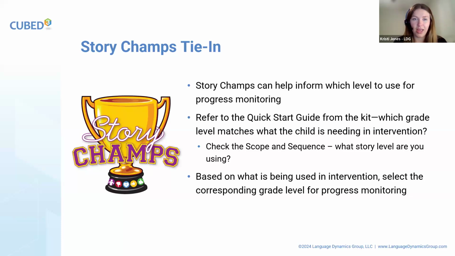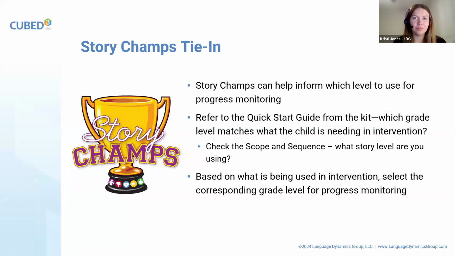If they are working at a basic story grammar level, that is level A, we may even want to use a preschool or kindergarten form for the NLM listening, because it is that simplified. So refer to the quick start guide in your kit and figure out, first of all, which level they are receiving intervention for. Where are they performing? Which level of story are they the most responsive to?